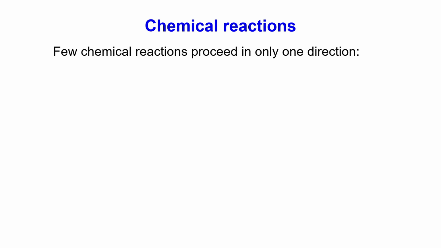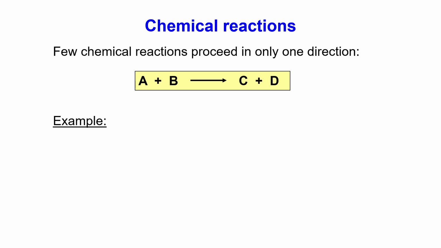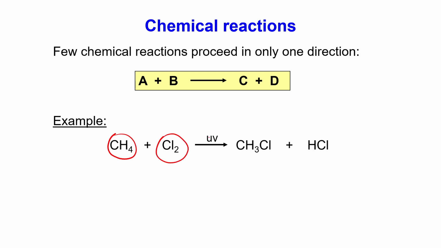So chemical reactions. Few chemical reactions proceed in only one direction, hanya beberapa sahaja tindak balas yang proceed di dalam satu arah. So A plus B produce C plus D. This one is one direction. An example of a one direction reaction is methane, CH4, reacting with chlorine in the presence of UV. It will produce CH3Cl and HCl.